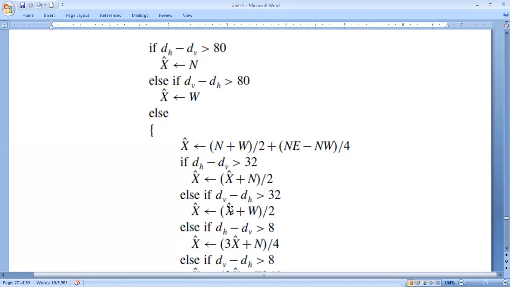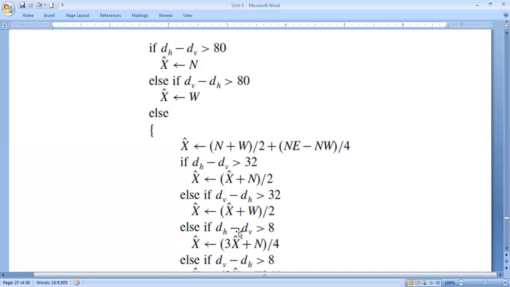This x is the original value of x. So the new x will be encoded as the value of x plus the value of west divided by 2. Again, else if dh minus dv is greater than 8, then x will be encoded with the help of this formula, which says 3x plus north divided by 4.